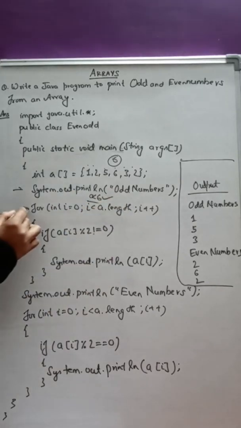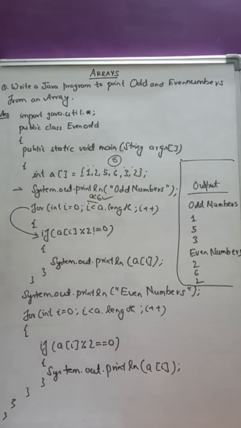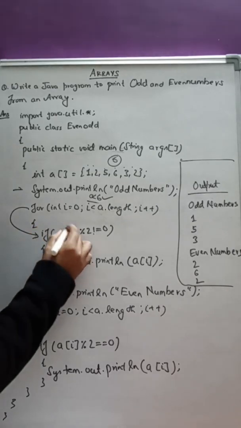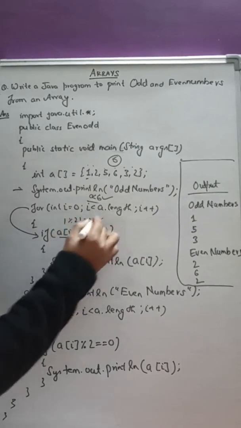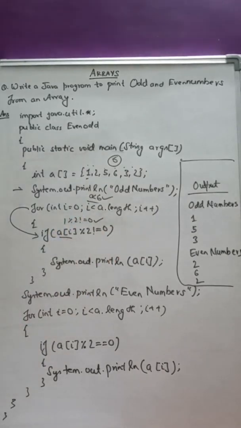So inside that we will come inside this if condition, and in the if condition it will be checked whether a[i], that means a[0], that is 1 over here, 1 modulus 2 is not equal to 0 or not. So if this condition is true over here, what will happen?